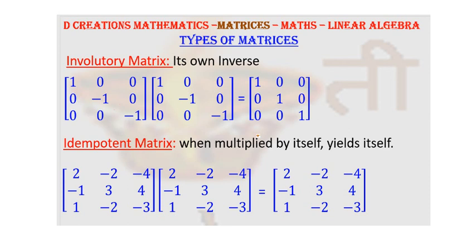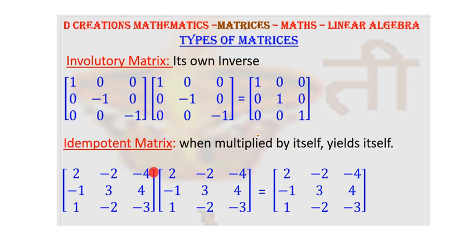Similarly, there is another class of matrices called idempotent matrices. So if you multiply it by itself, it yields itself. So for example, consider this example. So 2, minus 2, minus 4, if you multiply it by the first column, 2 into 2, I hope you recollect how we multiply two matrices. 2 into 2 is 4, plus 2 is 6, minus 4 is 2. So the first entry is 2.